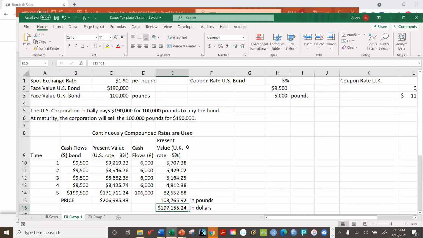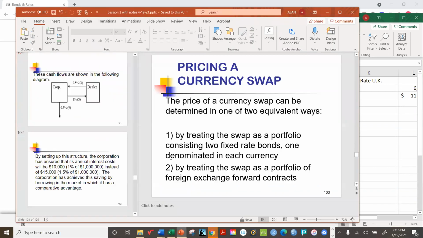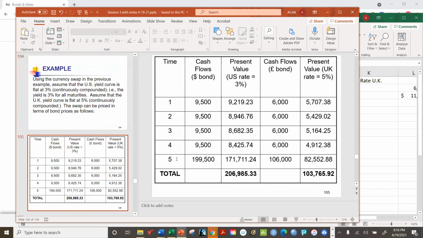What other options do we have? Well, okay, so there's details in here as well. The slides have some more explanation here. The spreadsheet is fine, but the slides actually explain what's going on here.